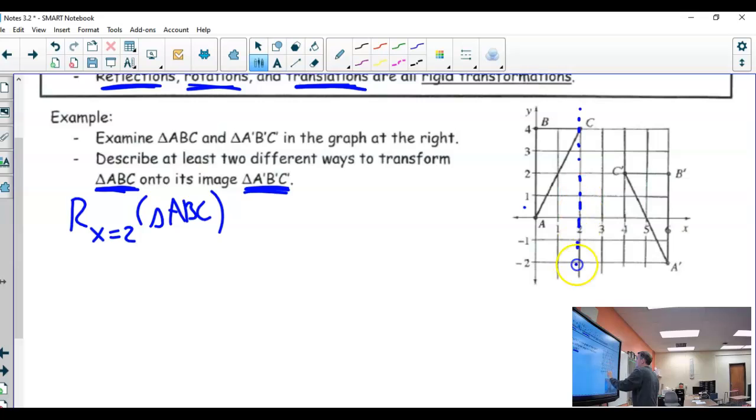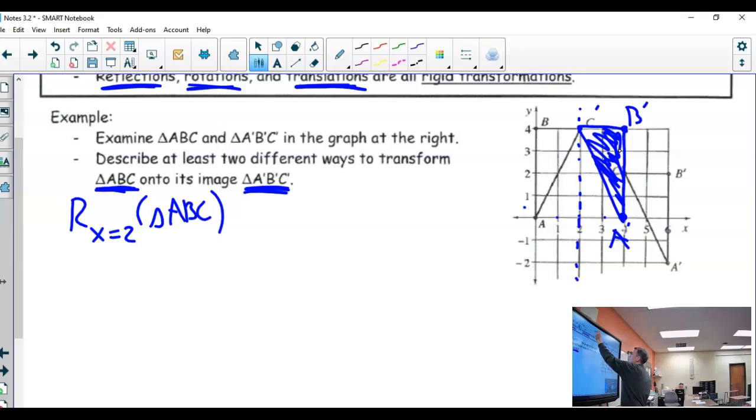Here's the line x equals 2, a vertical line. The C is going to stay right where it's at and be C prime. The B is going to go 2 spots, so it would be right here, B prime. And the A is going to go 2 spots, right? 1, 2, 1, 2. This would be the A prime. And my new triangle would look like this.